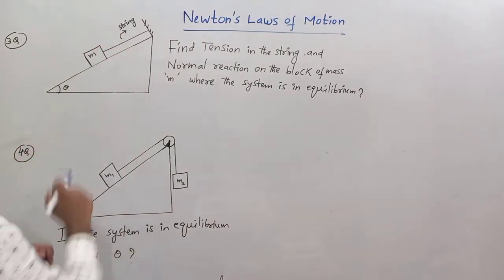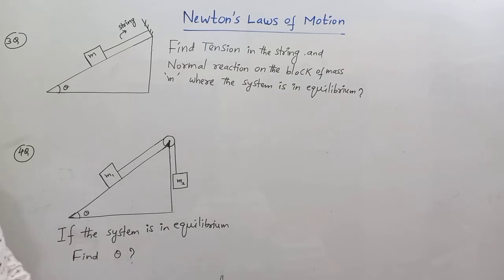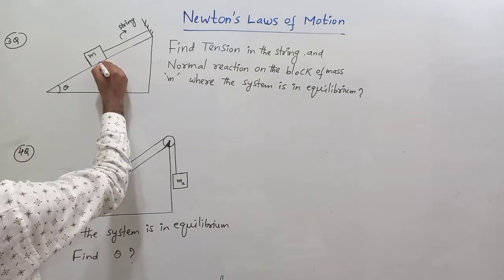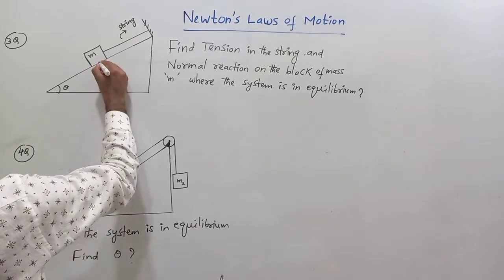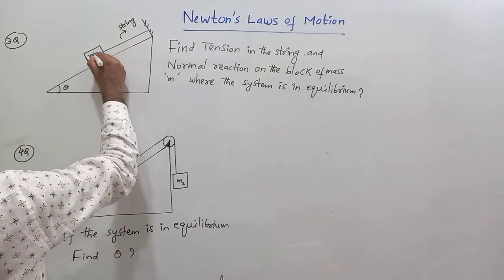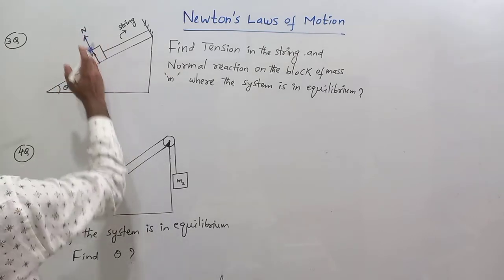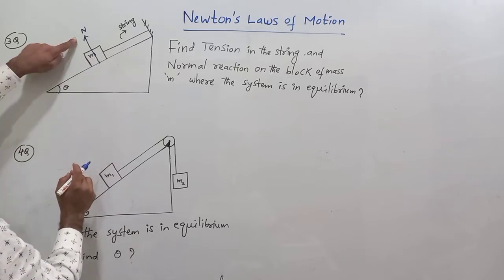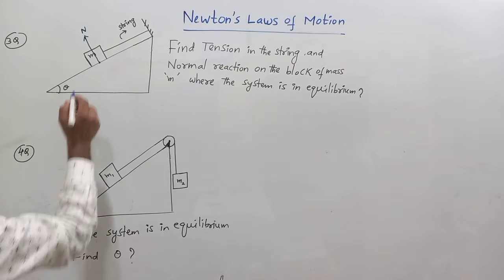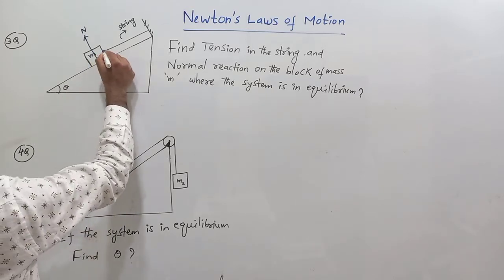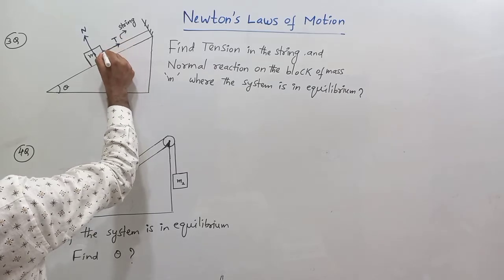Here, tension is there, the tension in the string, and a normal reaction on the block. We know that this is the point of contact. Take the point of contact and draw a normal. This is the normal to this surface. This is the normal reaction on small m. Here I want the tension at this point. This side is not tension. Tension in the string, here, tension this side.